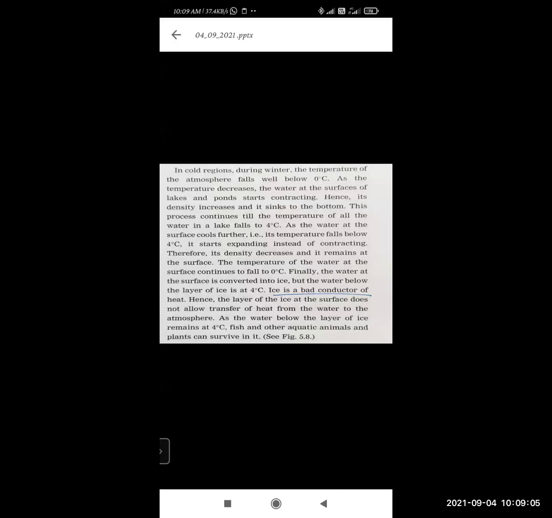In regions with cold climate, the aquatic plants and animals can survive even when the atmospheric temperature goes below 0 degrees Celsius. So how do they survive? That we are going to see in the answer. Now see what is the answer for this. So figure 5.7, you have to draw that figure for this answer which is given.